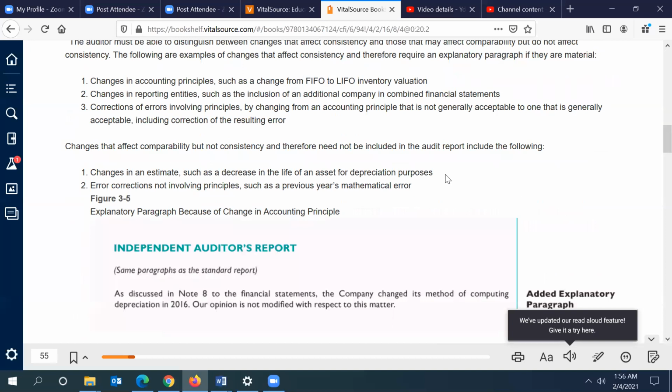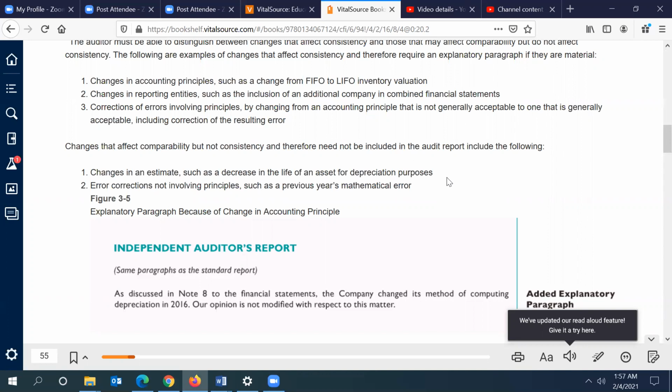Then we see some changes there that affect comparability but not consistency, and therefore need not be included in the audit report. The first one is a change in an estimate, such as a decrease in the life of an asset for depreciation purposes. If that happens, well, first of all, companies do it all the time, so we would be bringing out explanatory paragraphs all the time. Second thing is that if that happens, most people don't care. So most financial statement readers aren't going to care.